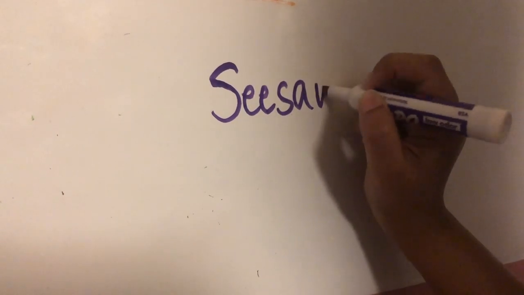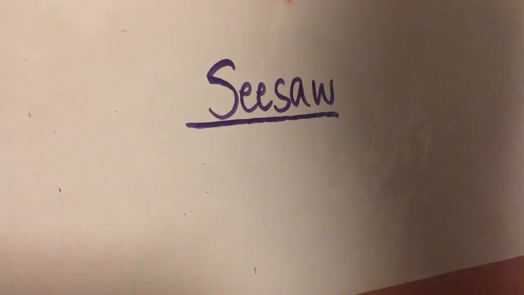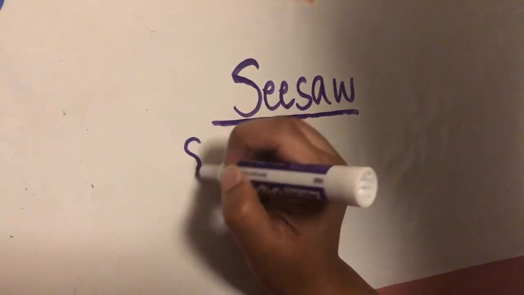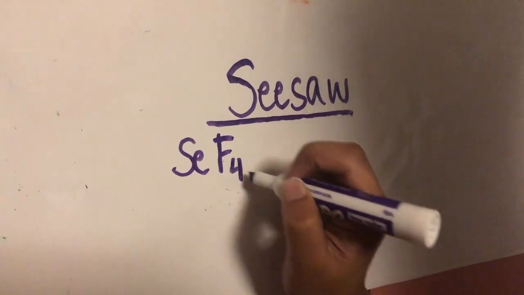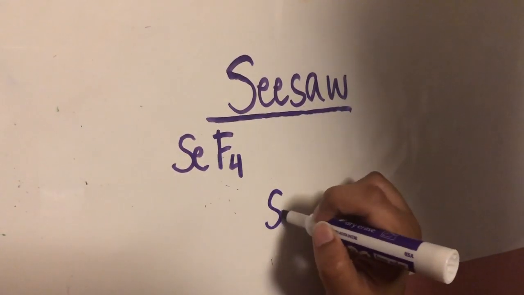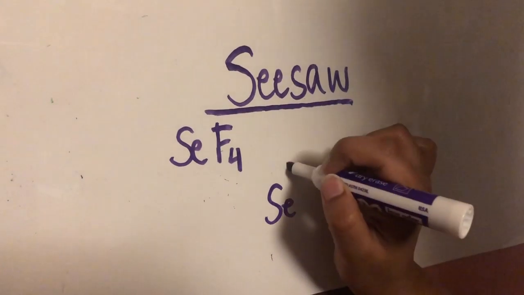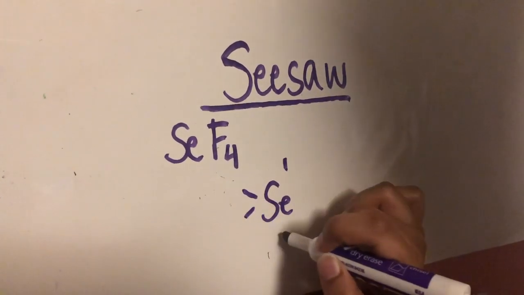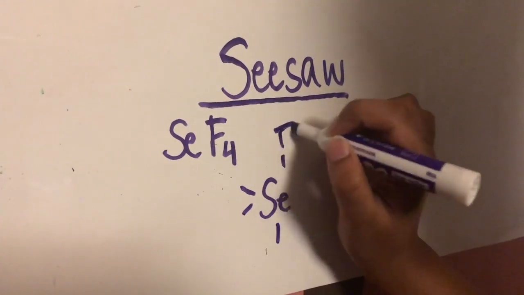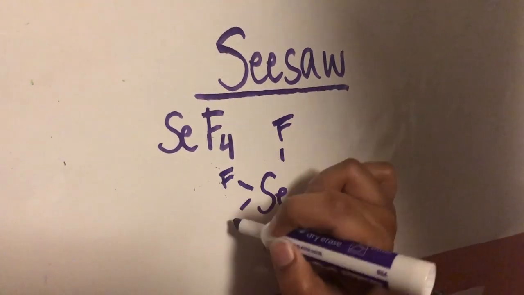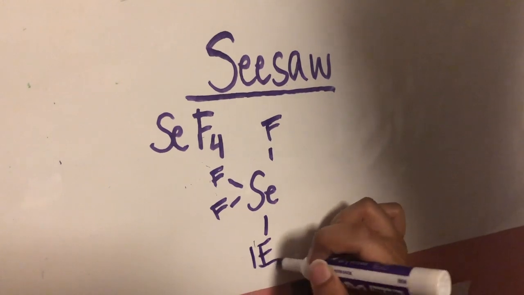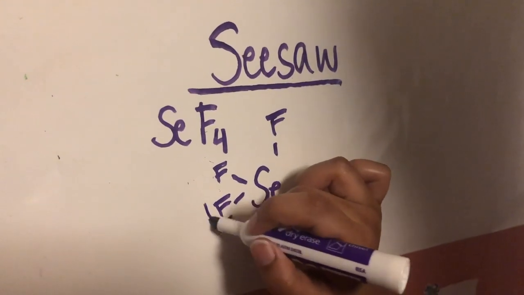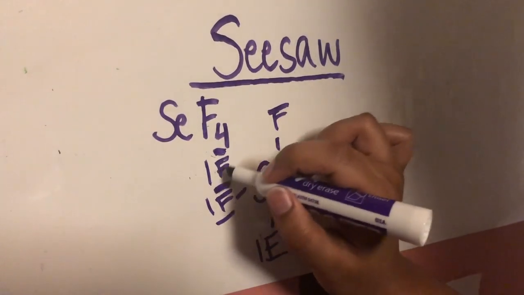The seesaw shape has bond angles of less than 90 degrees and less than 120 degrees. We'll be using the example of selenium tetrafluoride to showcase 4 shared electron pairs and 1 lone electron pair. It also has a hybridization of sp3d, but this molecule has polar tendencies.